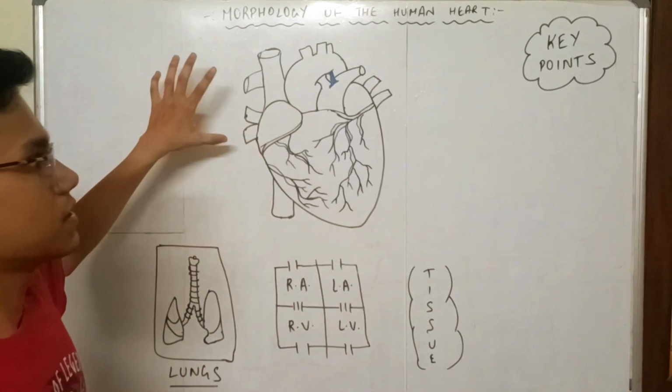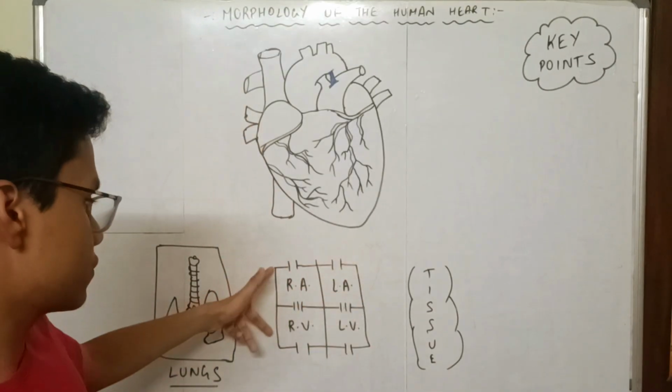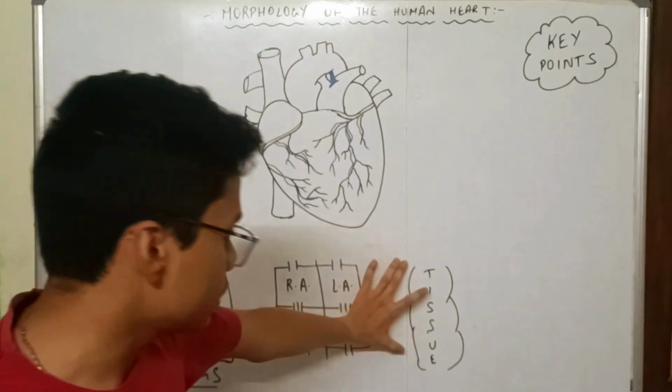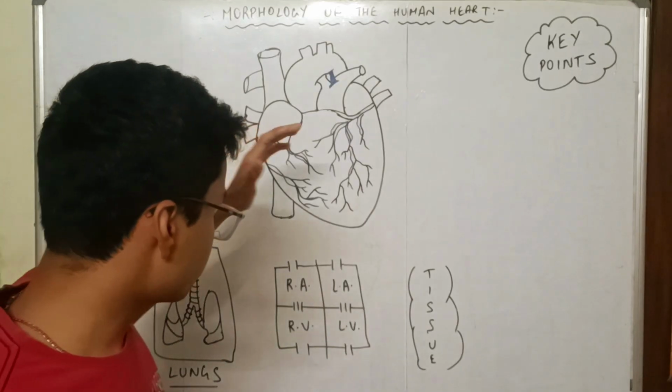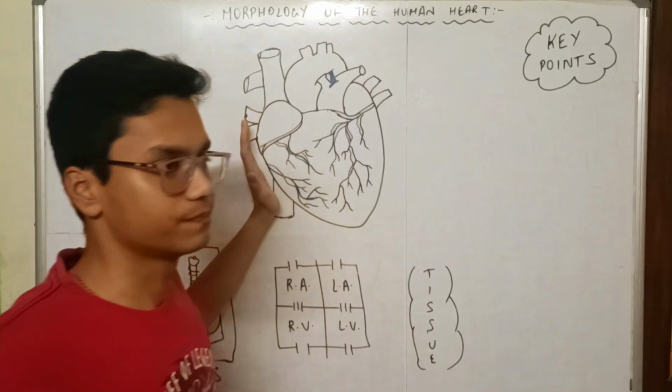Right on the board here is the generalized structure of the human heart. And this is actually the box diagram of the different chambers. We will be discussing it later on. The tissue side and the lungs. Now, the brief introduction, we will be beginning with the position.